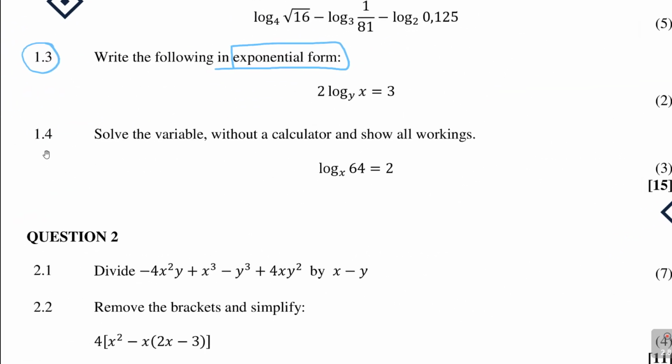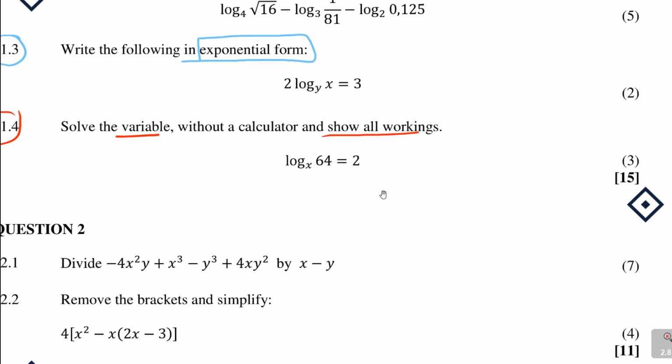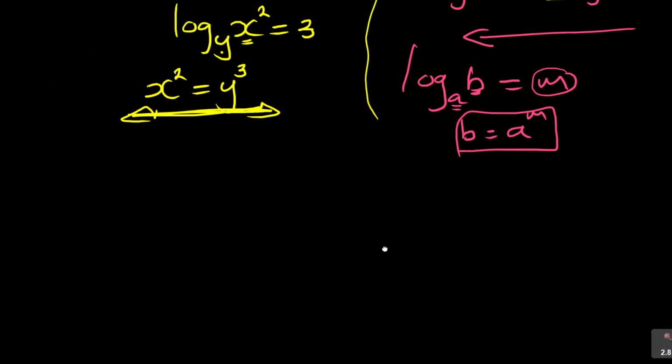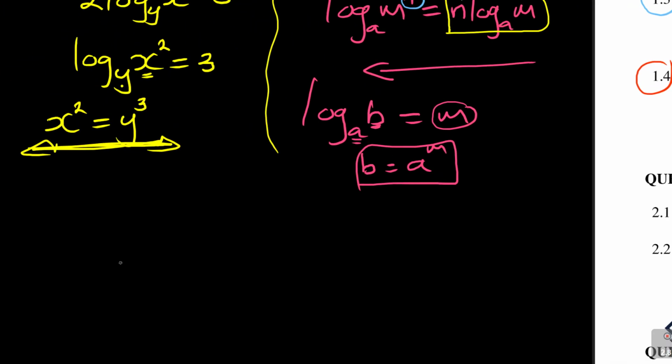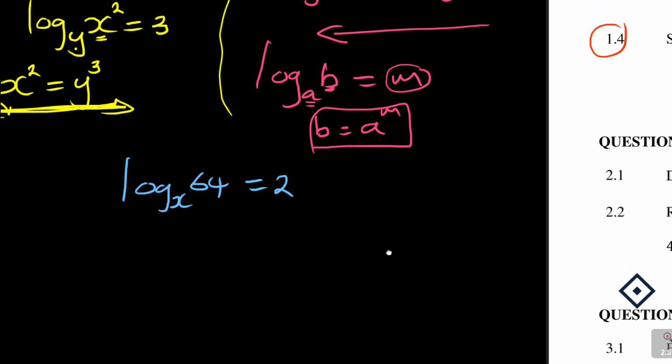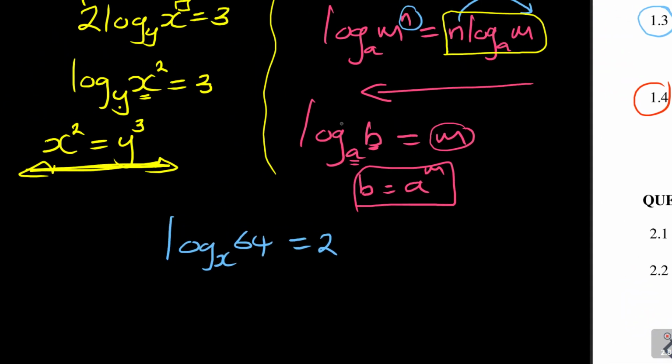Next question. Solve the variable without a calculator and show all the working. They give you 3 marks for that, but they want you to show the working. It's actually log x 64 is equal to 2. I'm going to take it just from here. It's very important. It says log base x of 64 is equal to 2, and they say do not use a calculator but show the working. They need to give you 3 marks. It's based on what I just did here.